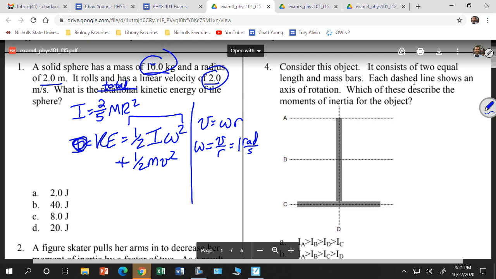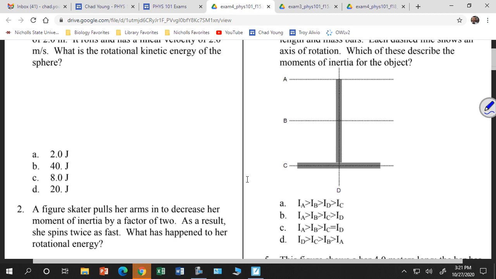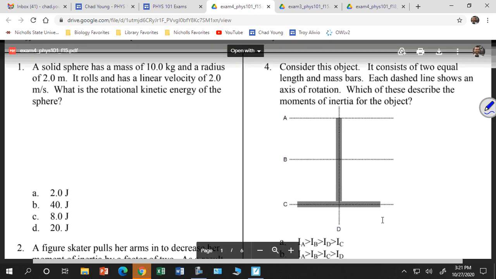Well, every question's on the test tomorrow. There are 25 questions, like I said. It's a little bit shorter, but you still get the same amount of time. You have a ranking question like this for moment of inertia? Yeah, Logan.